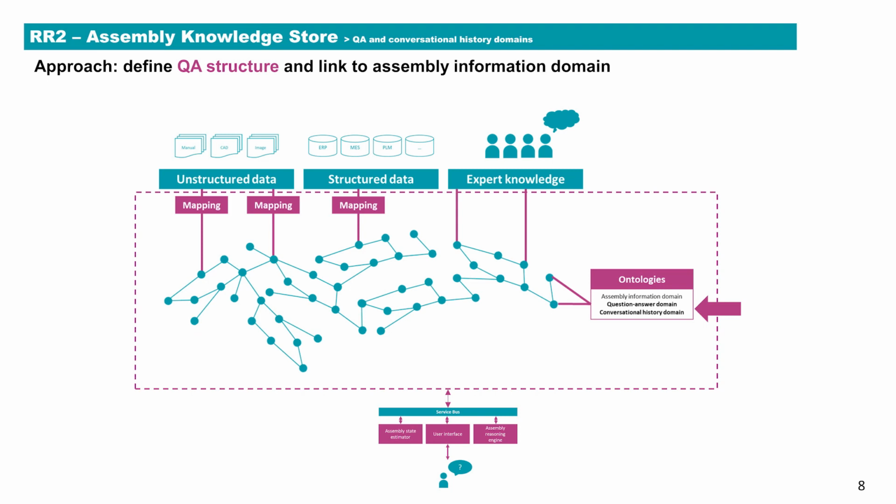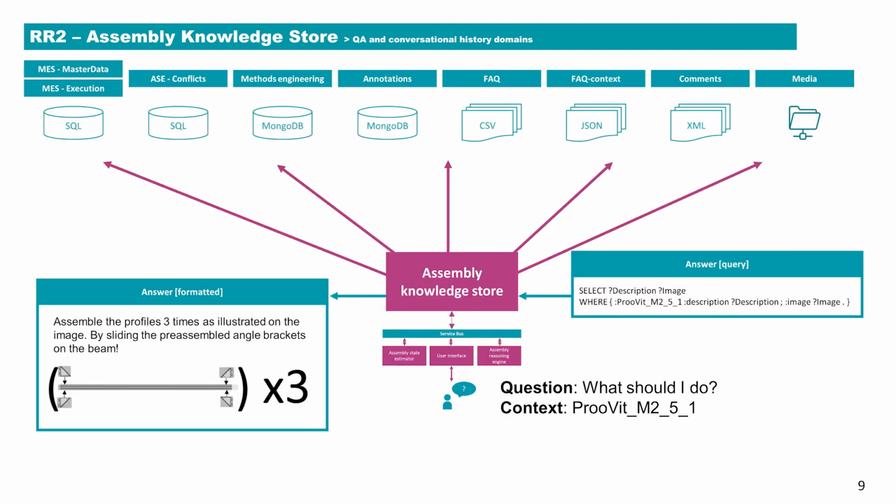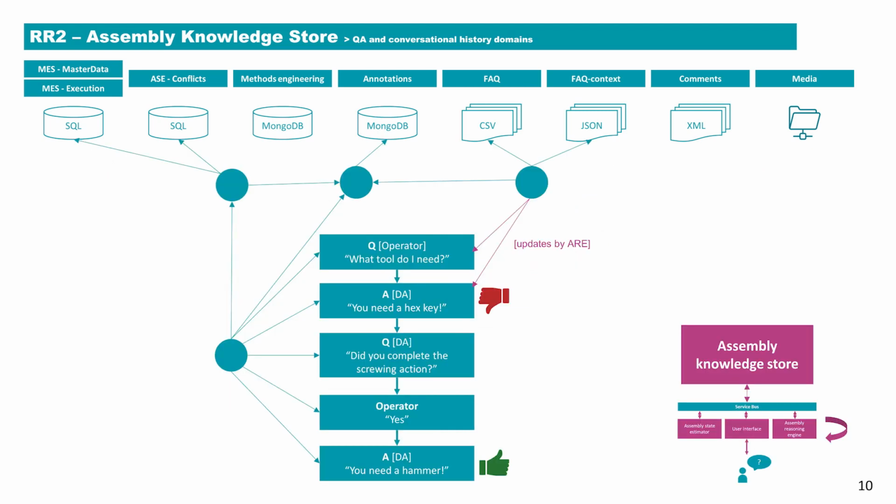We created a question and answer domain to map these questions and answers to assembly information and contextualize them. The assembly reasoning engine will mainly use this domain to estimate the relevant questions and process questions to obtain accurate answers. The conversational history between the operator and digital assistant is stored in the assembly knowledge store, along with the conversation context and operator ratings. This information is a feedback loop to the assembly reasoning engine to further optimize the internal probabilistic model.